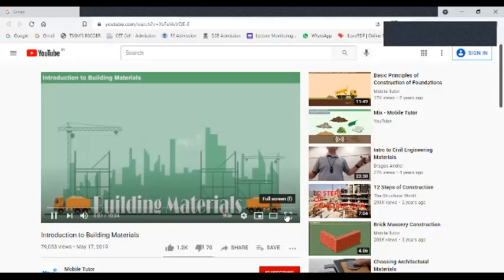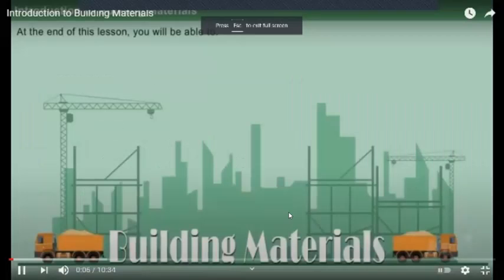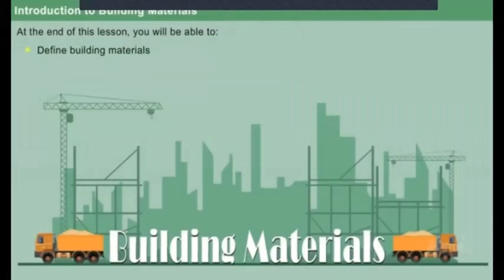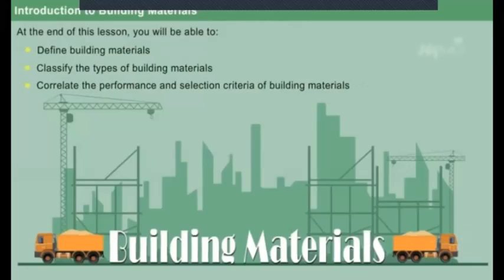To building materials. At the end of this lesson, you will be able to define building materials, classify the types of building materials, correlate the performance and selection criteria of building materials.